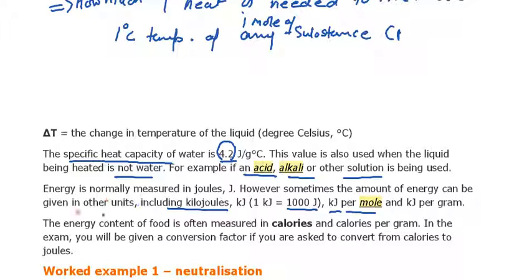Now, the energy of food, as we know, is measured in calories. So for the food system, the unit is not any other unit. We use calories per gram, not kilojoules per gram.